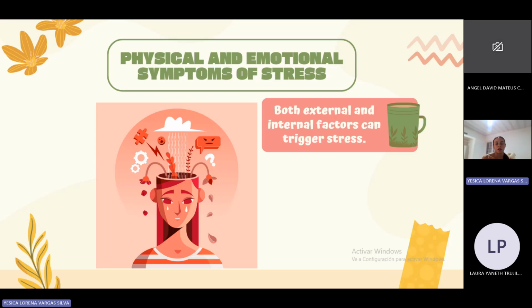Emotionally, stress can cause irritation, anxiety, sadness, or lack of patience. Many students say they cannot focus or their minds go blank, especially before exams. So recognizing these signs early is one of the first steps in taking care of our mental health.